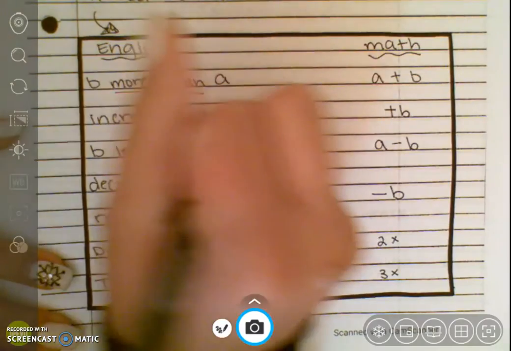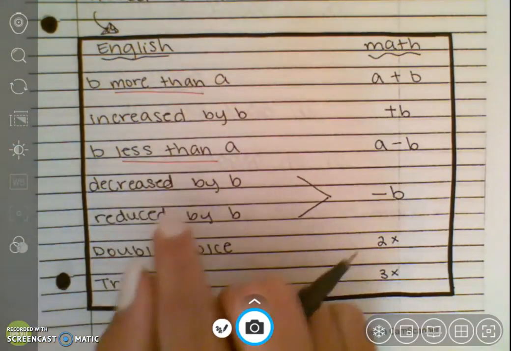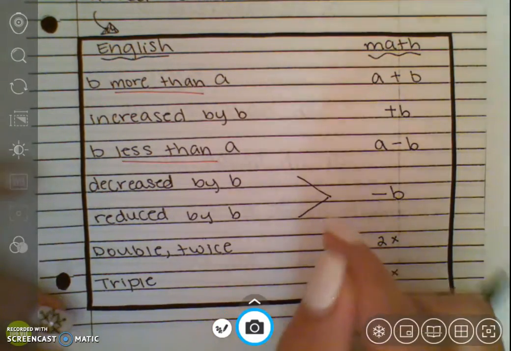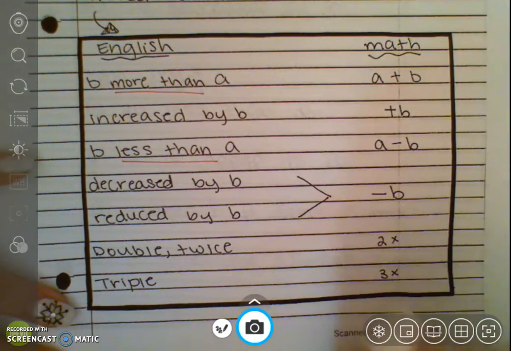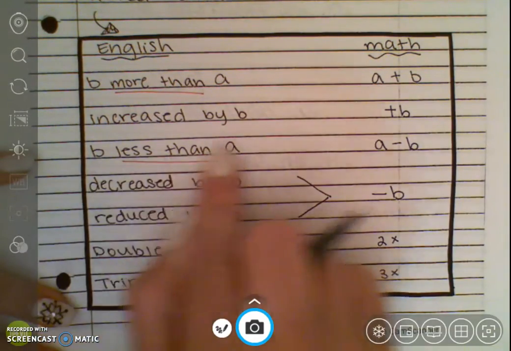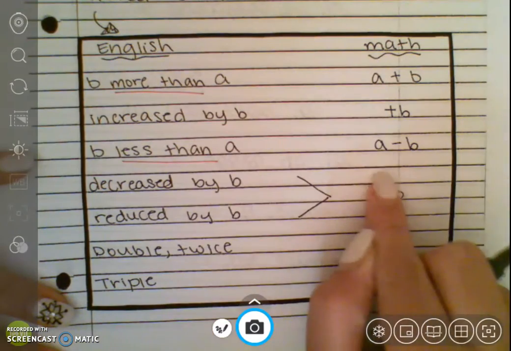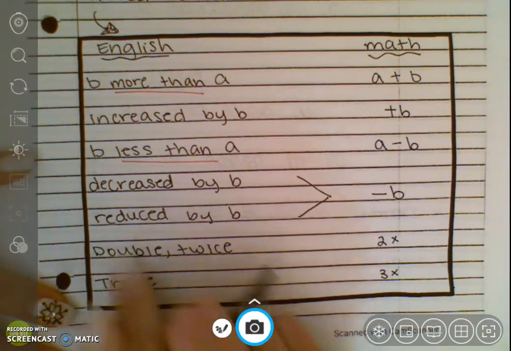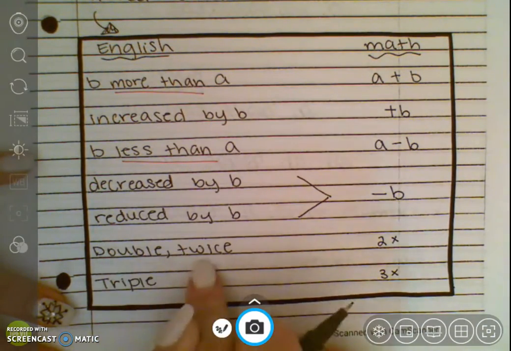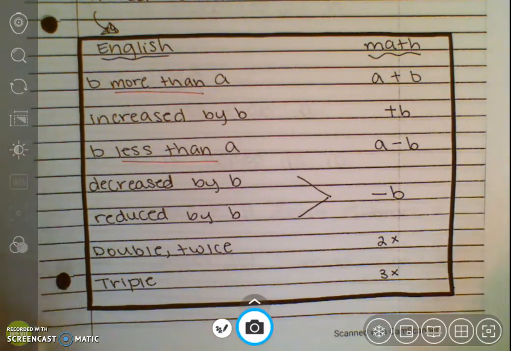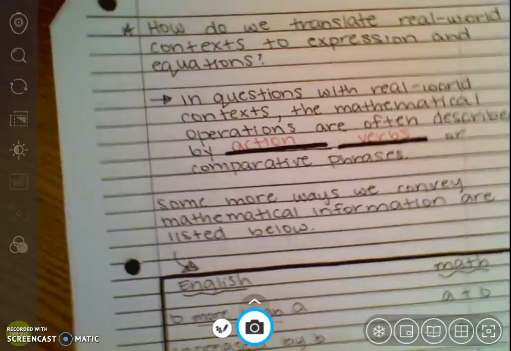B less than A, you have to put that part second. B is less than A. If I said 5 less than 10, it'd be 10 minus 5. Decrease by, reduce by, double or twice would be 2 times, triple would be 3 times. So those are just some words that you'll see. So let's go to the next page. This is where we're actually going to try it.